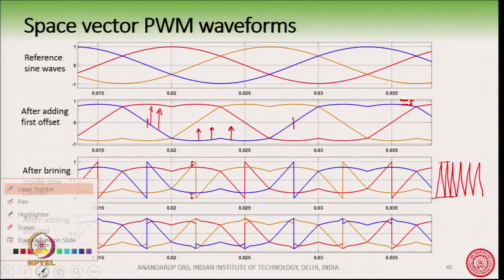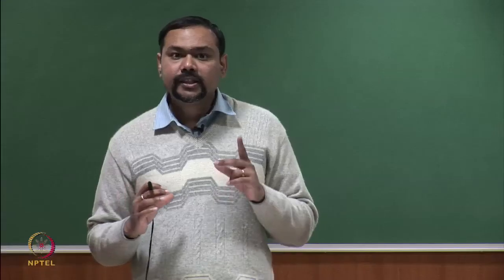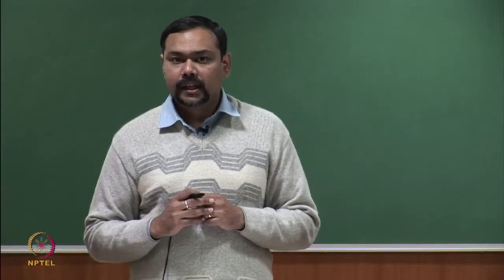So, you can see here, for example, this distance from 1 and this distance from 0 are equal. Any place you take, this distance from 1 and this distance from 0, these are equal. Which means these three reference waveforms are always at the middle of the carrier. So, this is the function of the second offset.